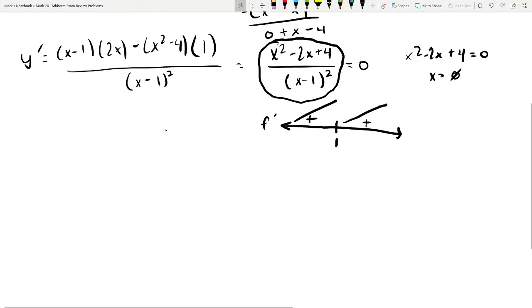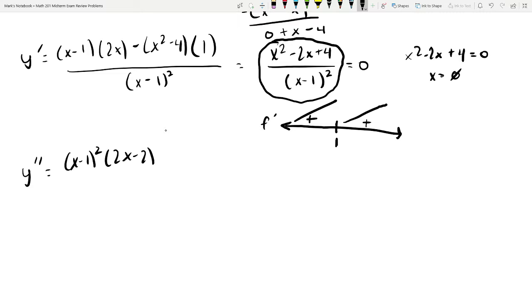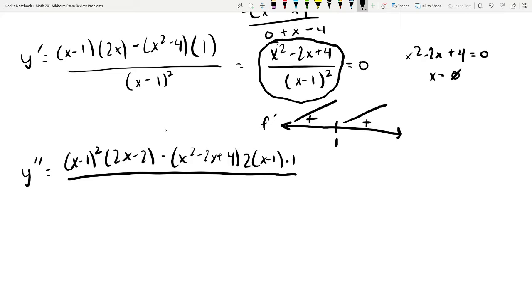And finally, we need to take the second derivative to figure out the intervals of concavity. So again, we'll use the quotient rule now on the derivative. And so we get low times the derivative of the top, minus the top times the derivative of the bottom. The derivative of the bottom, notice we're going to have to use a chain rule. So the derivative of the outside is 2 times x minus 1, times the derivative of the inside, which is just 1. And then divided by the denominator squared.